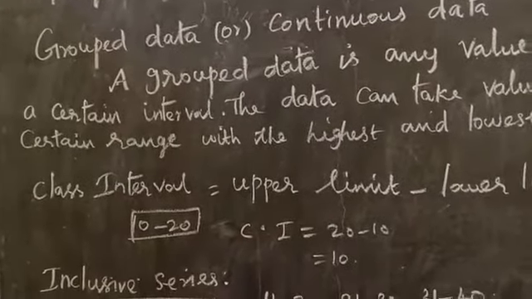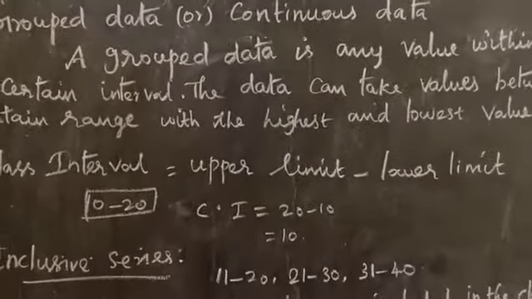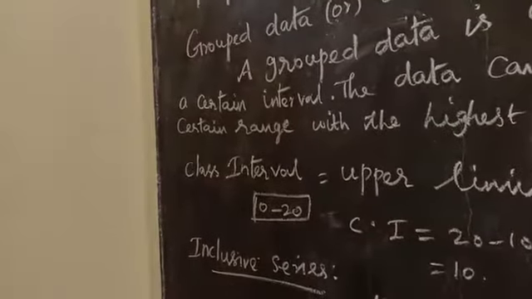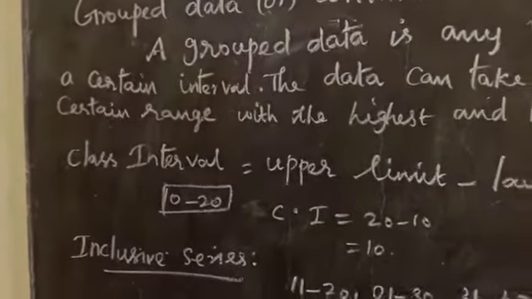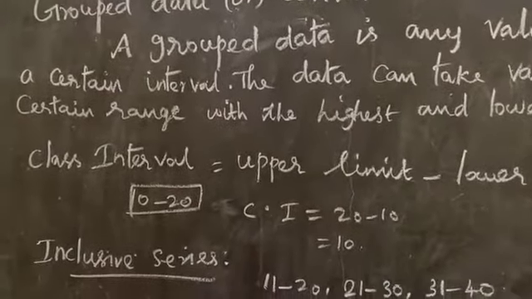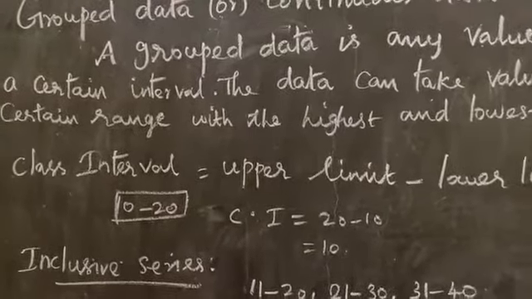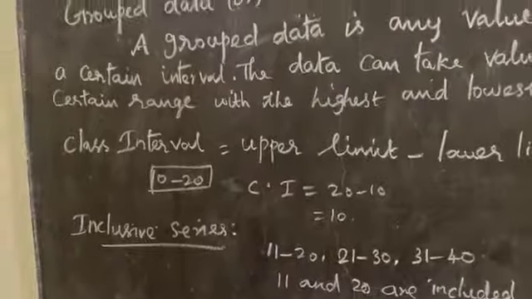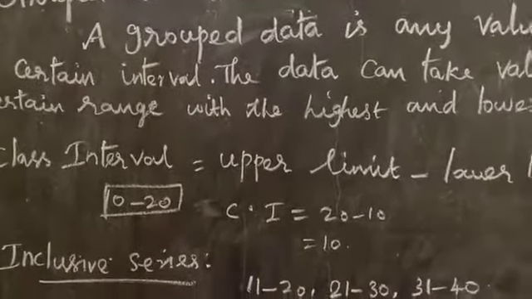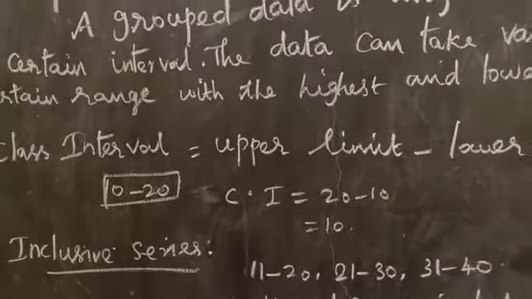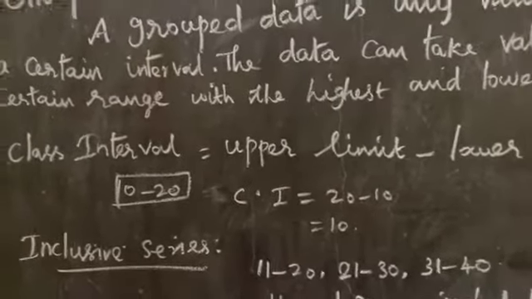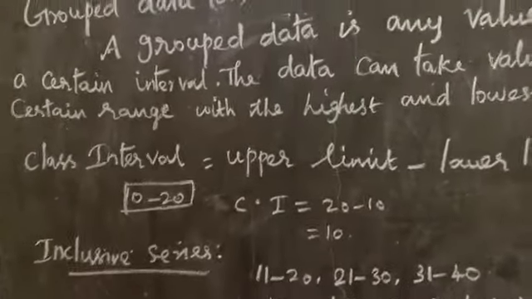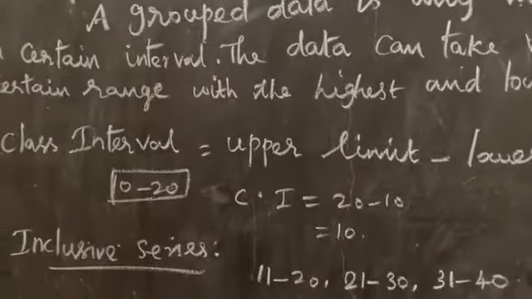The class interval is equal to upper limit minus lower limit. This data can be graphically represented by using histograms. Listen, the range of the variable is grouped into a number of classes, and each group is known as the class interval.